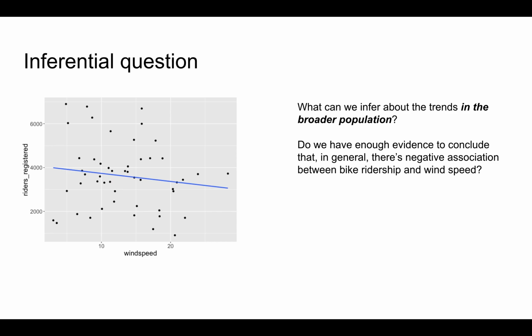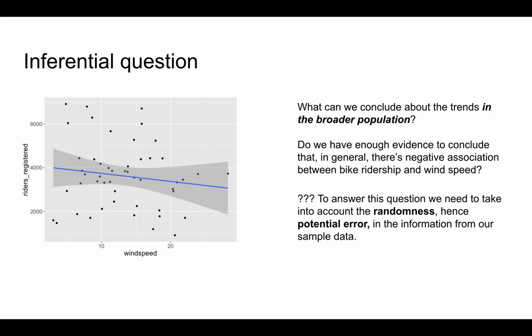To answer inferential questions like these, we need to take into account the randomness, hence potential error, in the information from our sample. That is, we need to recognize that since the data we get is a mere random sample from some broader population, it can't provide a perfect picture of the broader population. That idea is captured by the gray error bars shown here around the observed trend line.